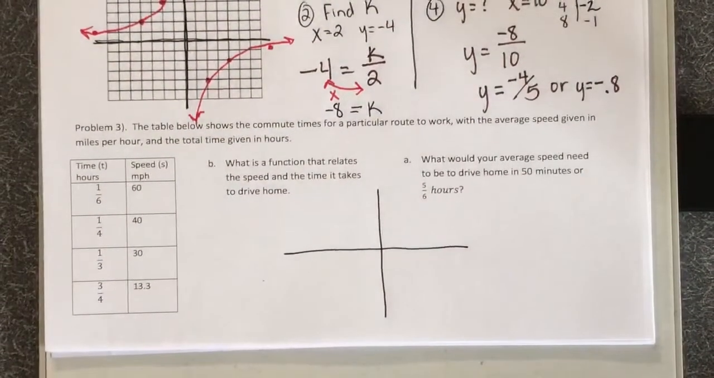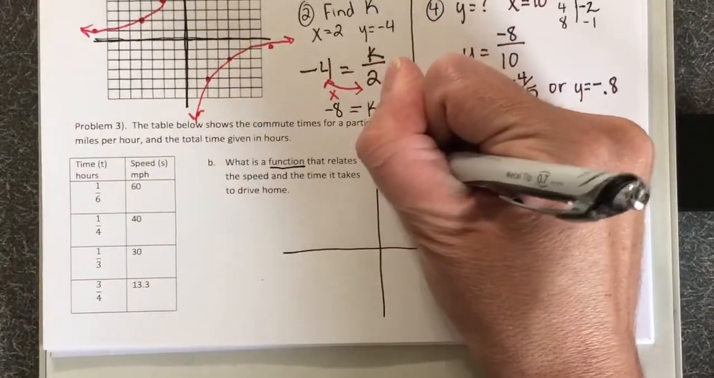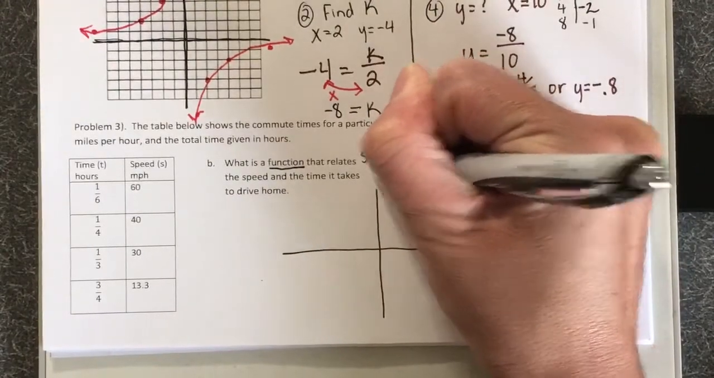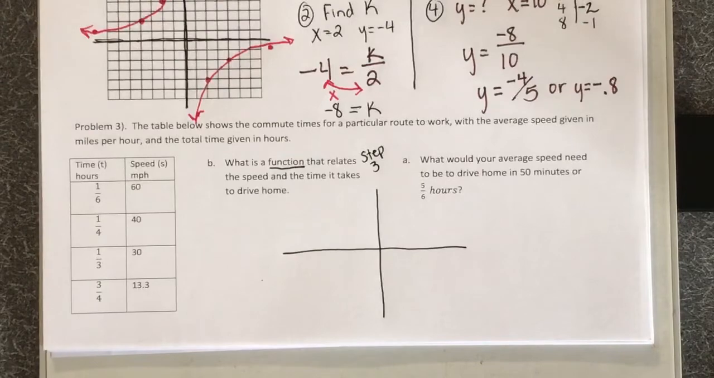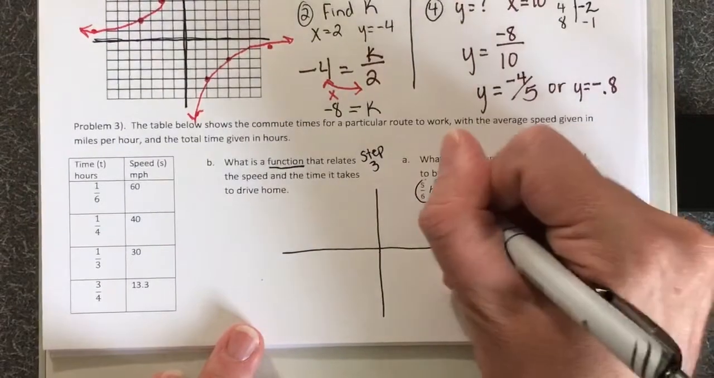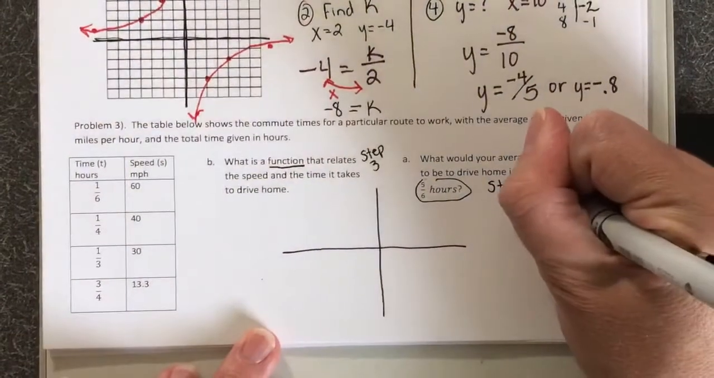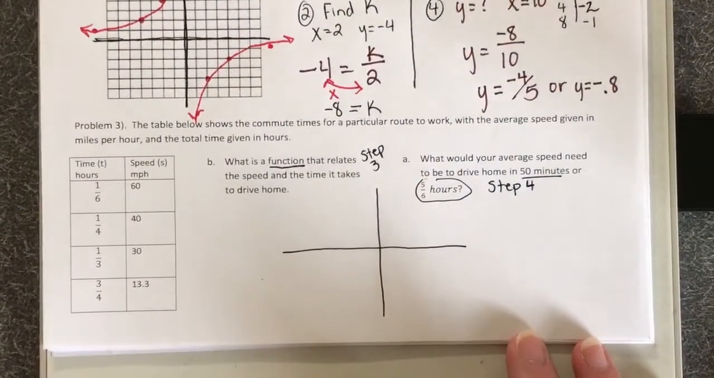So the question says the table below shows the commute times for a particular route to work with the average speed given in miles per hour and the total time given in hours. So it says write a function that relates the speed and the time it takes to drive home. Well, if it's asking for a function rule, that's step 3. Then it says, what would your average speed need to be to drive home in 50 minutes or 5/6 of an hour? So this one applies to step 4. So in order to answer these questions, I have to complete all 4 steps.